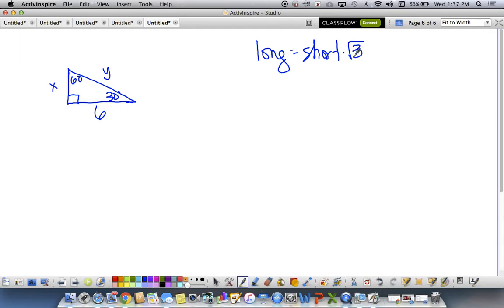Which piece up here do you have? You have the long. So plug that in. The long, which is 6, equals the short, which is x, times root 3. How do you solve for x? Divide by the square root of 3. Over here, those cancel. What does x equal? 6 over root 3, but you don't want that.